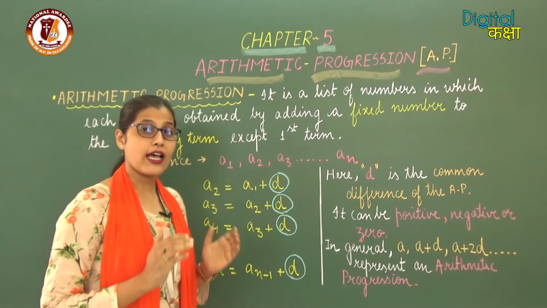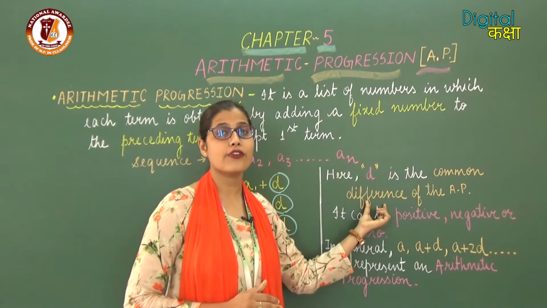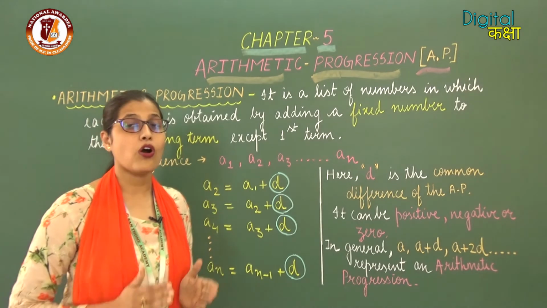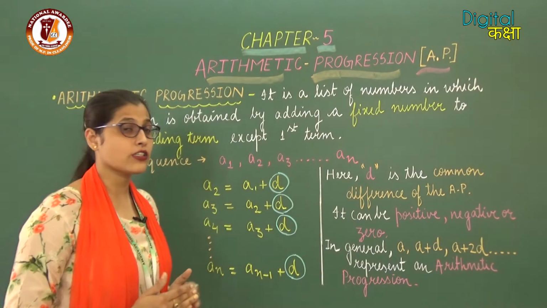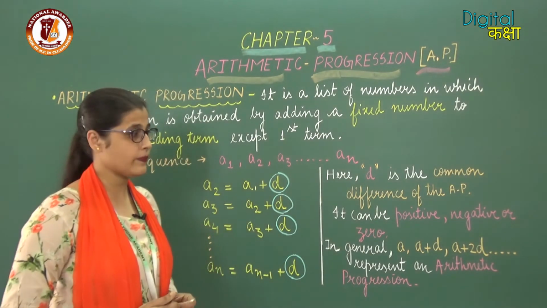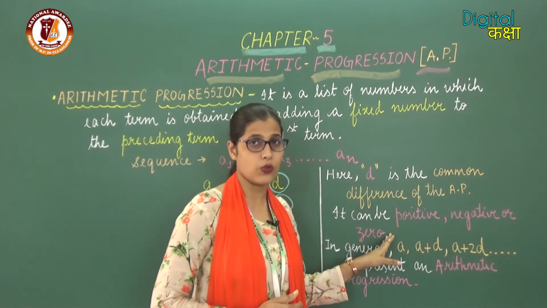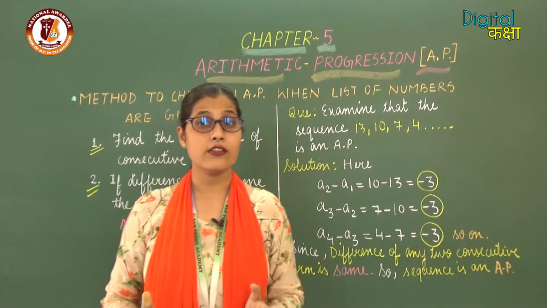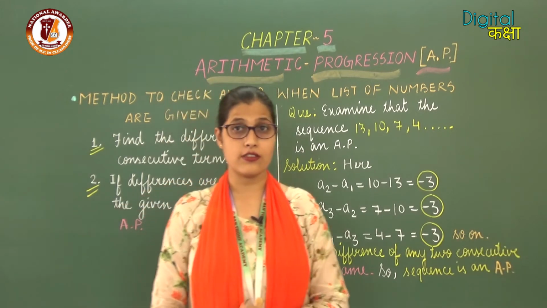Now here, as you can see, D is called the common difference of the AP. It is that fixed value of the arithmetic progression that we are adding to each term to get the successive term. It can be positive, negative or 0. We will be learning the method to check whether the given list of numbers is an AP or not.